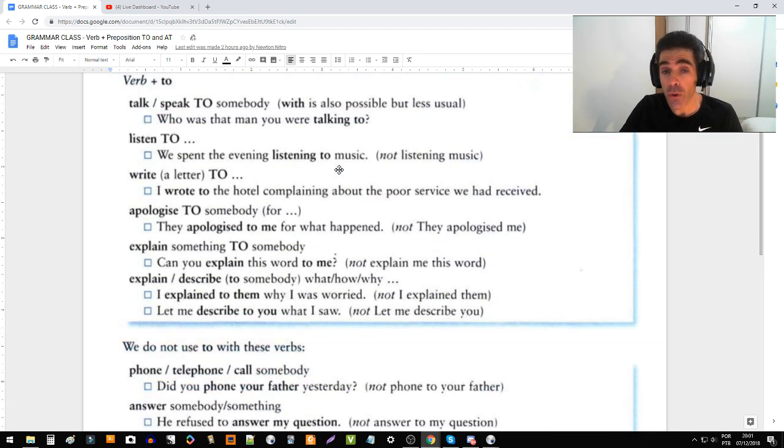So, verb plus preposition, to and at. Talk to and speak to somebody. After talk and after speak, we will use to when we want to speak or talk to somebody. Talk with or speak with is also possible, but it's less usual. Usually we are going to use talk to or speak to.